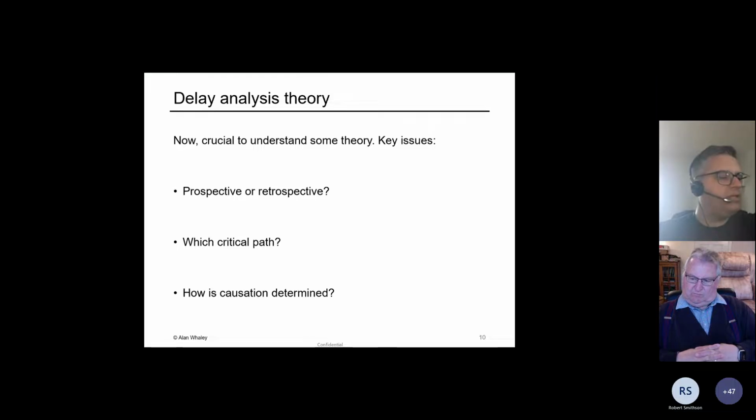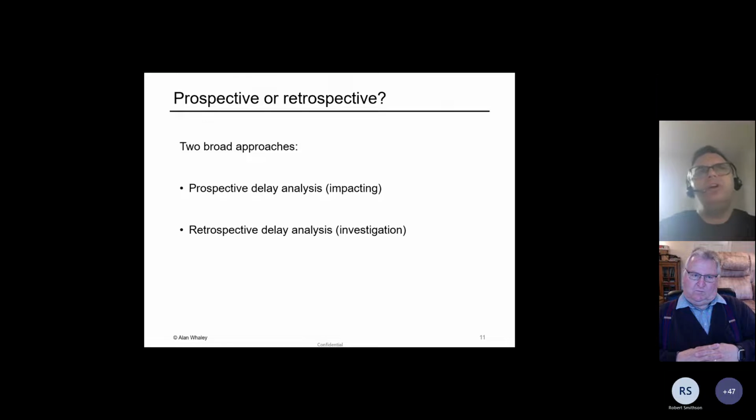So when we talk about delay analysis theory, we can break it down very broadly into three key issues or questions. And I just want to go through these key issues and questions one by one, and we just want to reflect on them, just to understand what their implications are and how they can be used to analyze a methodology or a claim that you receive or are preparing. So the first question is, prospective or retrospective? This is something you can probably all relate to. We have two possible approaches when we undertake a delay analysis.